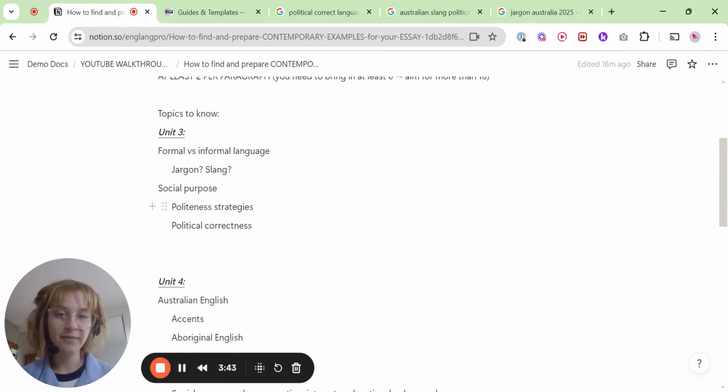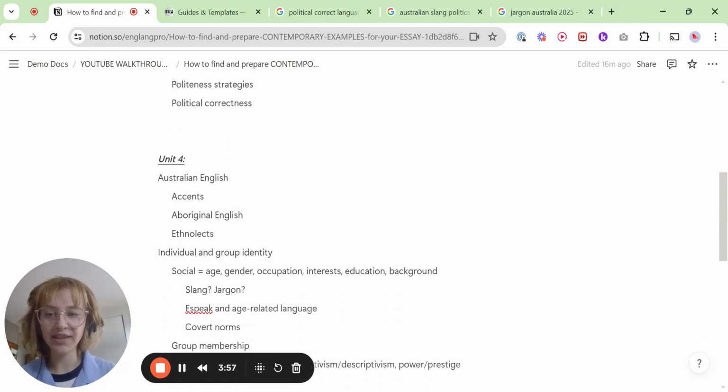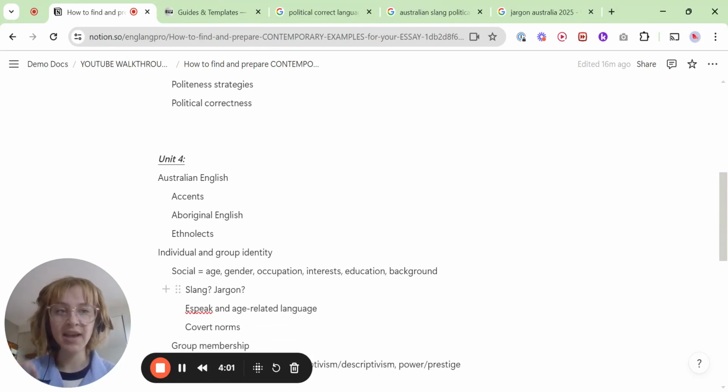So for Unit 3, obviously, we're going to be talking a lot about formality. So we've got formal versus informal language. And I'm putting question marks here, jargon and slang. Jargon being more connected with the formal side and slang being more connected with the informal side. And you'll see that there is definitely overlap between these factors across Unit 3 and Unit 4, which is why, you know, English language is a whole subject that integrates these ideas across the whole year.